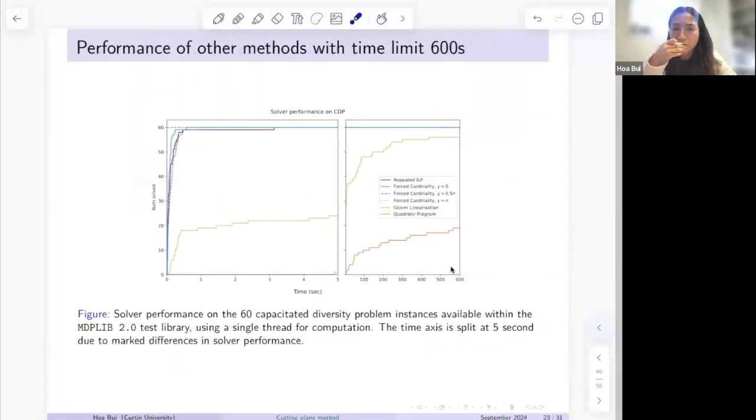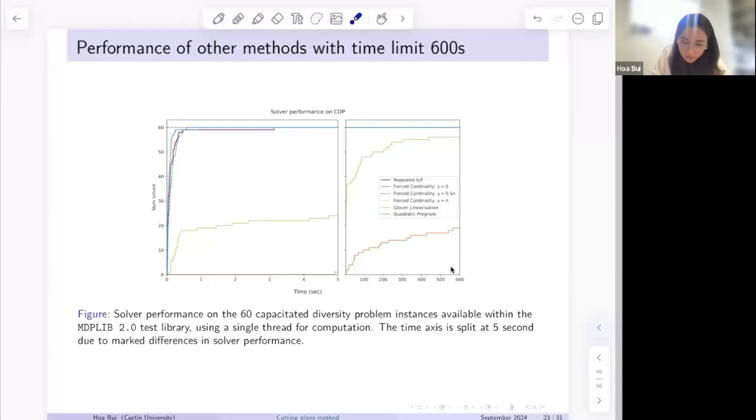So we test the performance with other methods. Here we have repeated ILP, the cutting plane method that I introduced during the talk. The two methods are our methods as well, using lazy cuts. The second approach we use is to add the cut along the branch and cut procedure, which I didn't introduce here. But just look at the repeated ILP, the Glover linearization and the quadratic programming.